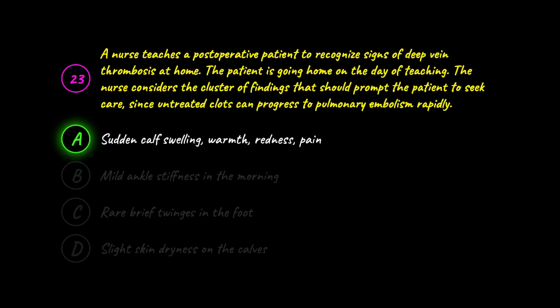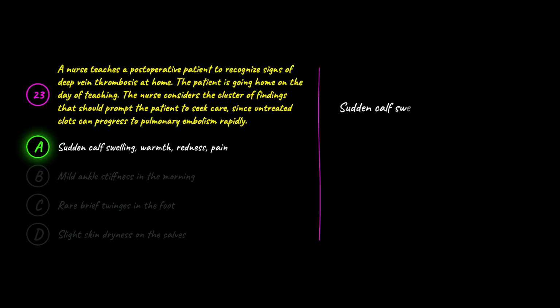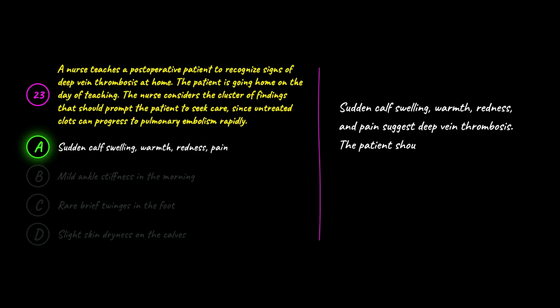The correct answer is A. Sudden calf swelling, warmth, redness, pain. A is correct because sudden calf swelling, warmth, redness, and pain suggest deep vein thrombosis. The patient should seek care promptly, since untreated clots can break free and travel to the lungs as a pulmonary embolism with serious consequences.